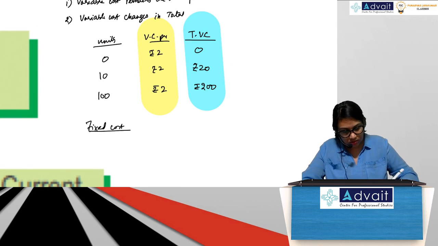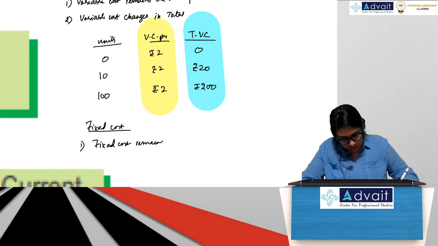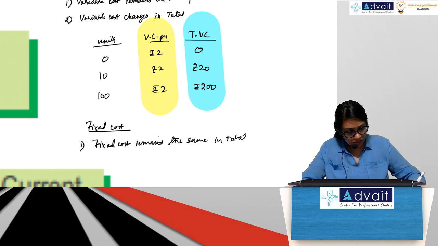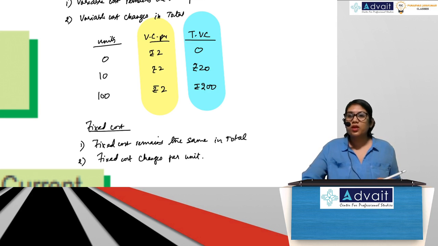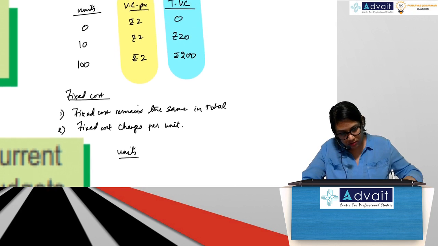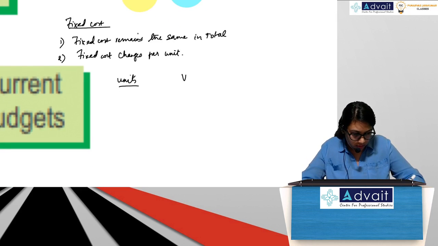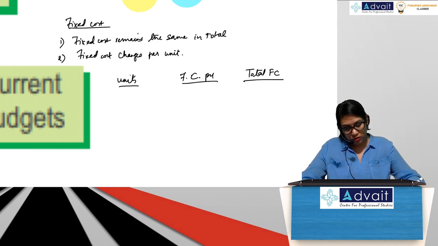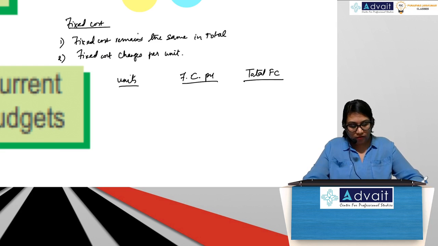Fixed cost. Fixed cost remains the same in total. Fixed cost changes per unit. This we saw even in the previous chapter. Correct? So units, let's put fixed cost per unit, total fixed cost. Let's say that the total fixed costs were, say, 1000.